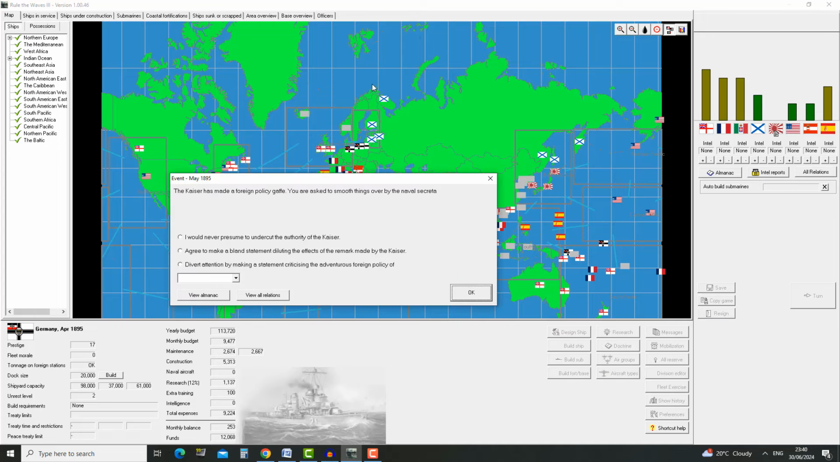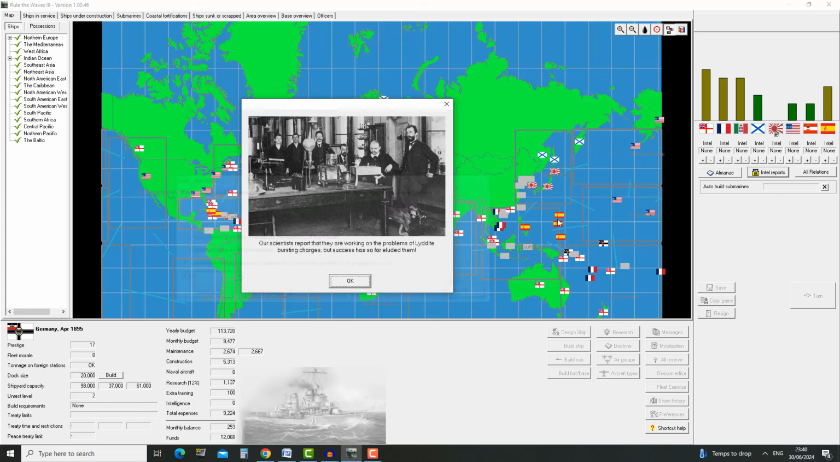The Kaiser has made a foreign policy gaffe. You are asked to smooth things over by the Naval Secretariat. I would never presume to undercut the authority of the Kaiser. Divert attention by making a statement criticizing the adventurous foreign policy of Russia. That's going to give us a little bit of a budget and tensions. I would really like this one, which would give us prestige, but I believe it's going to increase tensions with everyone, and I'd much rather increase the tensions just with Russia. Are we going to increase it with the United States? It might be a better choice, actually. Okay, let's divert it by criticizing the United States.